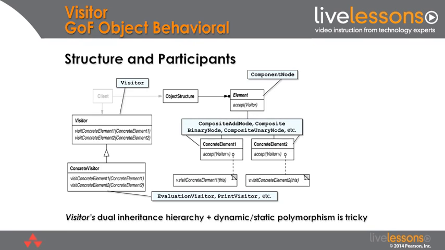So we have a composite add node, a composite binary node, a composite unary node, and so on. And these all inherit from component node, and they fill in an accept method that knows how to visit the appropriate node based on their actual type, using the visitor that's passed in as a parameter to the call to accept. We'll talk about this a bit later. This little dance between these different elements is called double dispatch. We'll talk about that in a second.